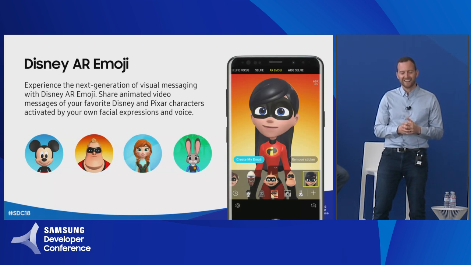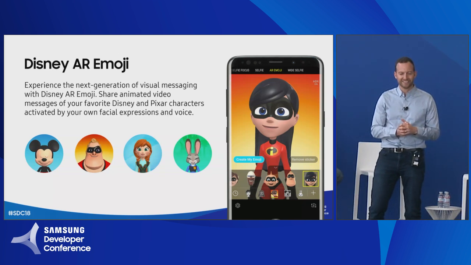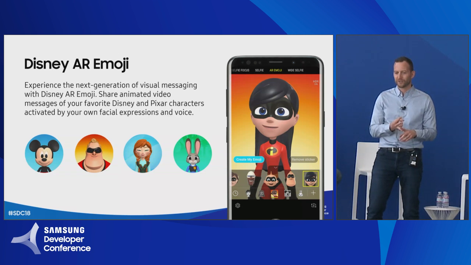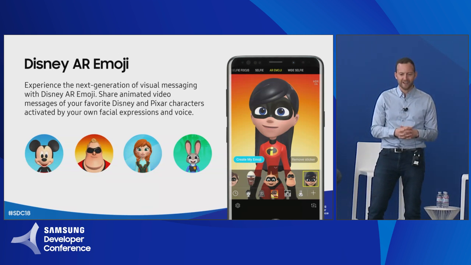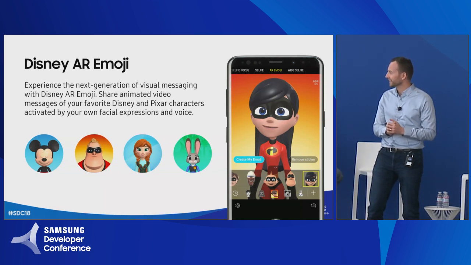And so since then, we've launched Mickey and Friends franchise, The Incredibles, Frozone, and Zootopia. And you can see some of the key characters here. So let's check out the promotion movie clip on YouTube for Disney AR Emoji.